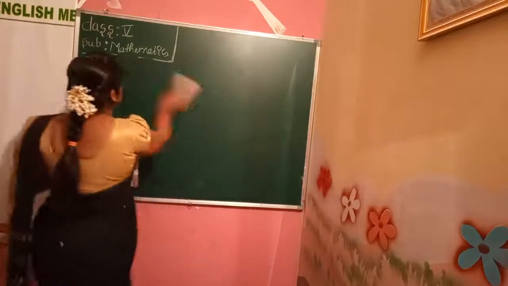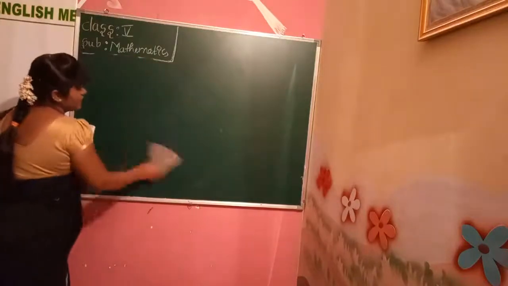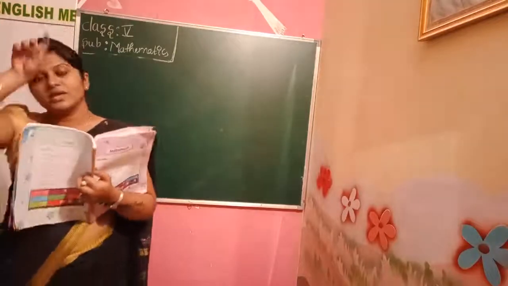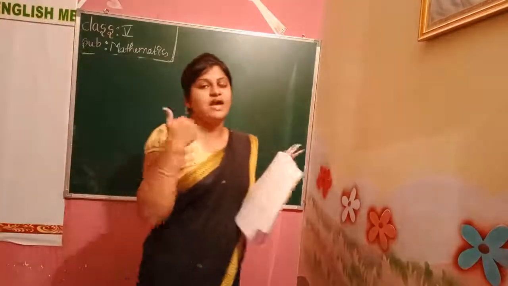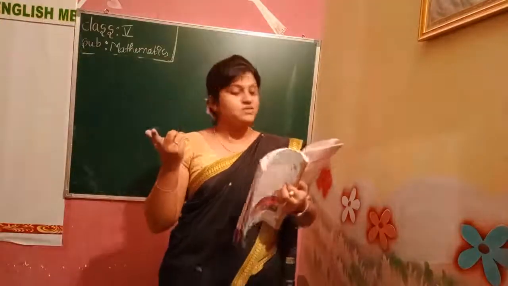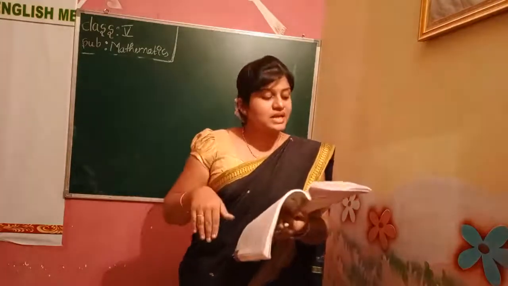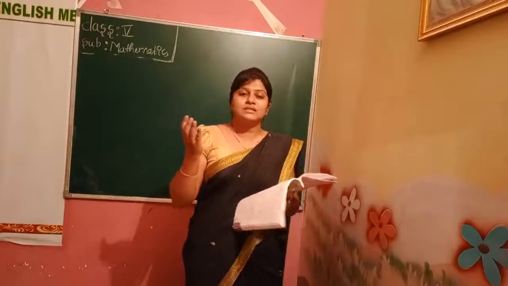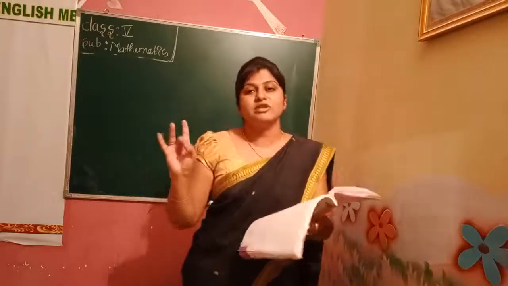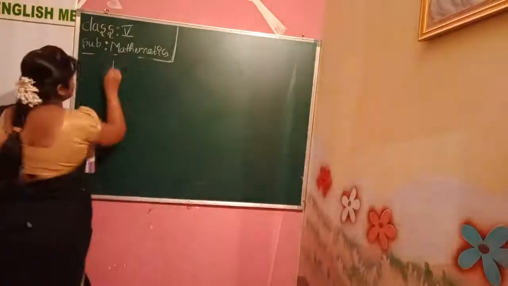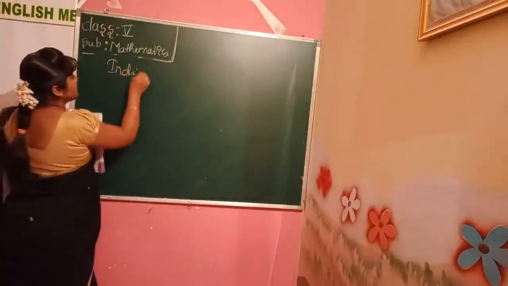In the Indian chart, what places do we have? We have a ones place, a hundreds place, a thousands place, a lakhs place, and a crores place. But in international we have what? Millions place, thousands place, and ones place. We'll write both now for your understanding sake.